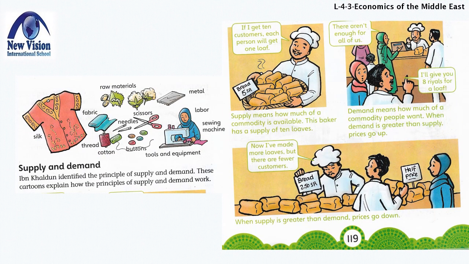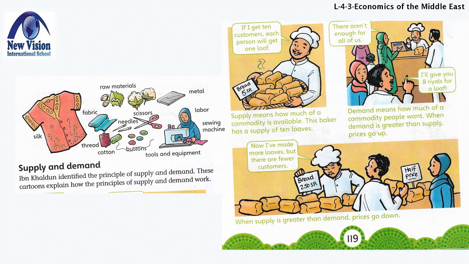Dear students, let's consider a commodity such as a silk garment. Have you ever thought about what items are needed to make such a silk garment? Very good. The items required to produce a silk garment will be raw materials, fabric, scissors, needles, cotton, thread, buttons, metal, labor, and a sewing machine. Good. Ibn Khaldun identified the principle of supply and demand.